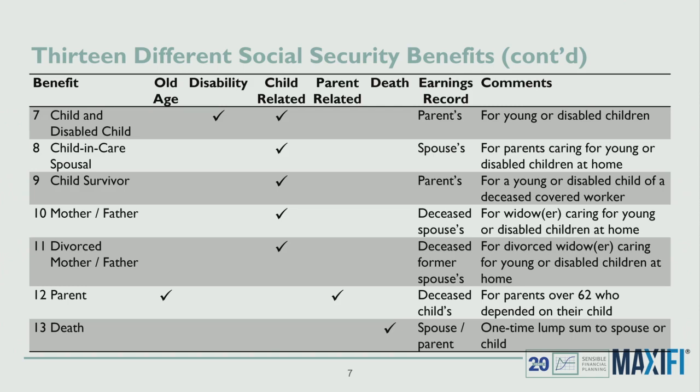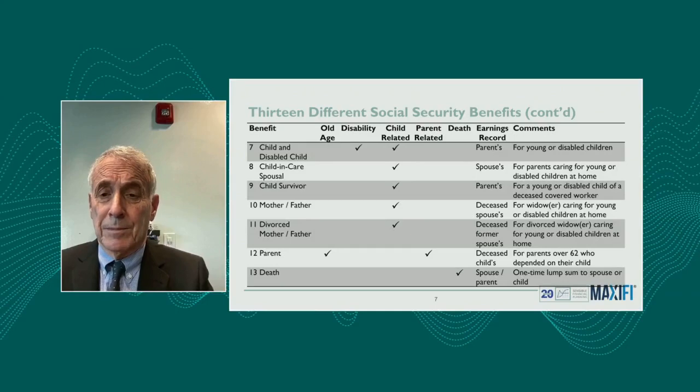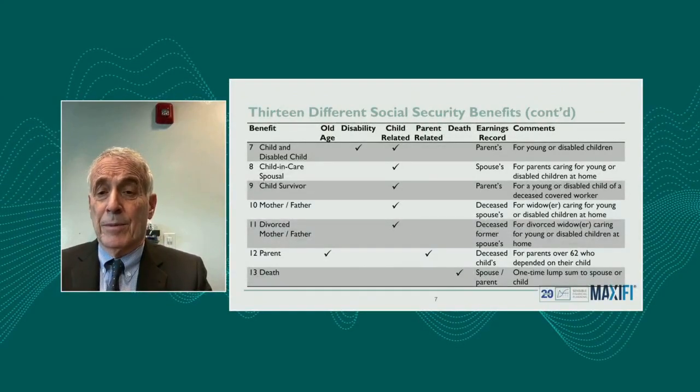But if the child is disabled, and they have to be disabled from childhood, we're not talking about a disability that occurs after you're 22, but before that, then you can have the spousal and care benefit being provided. The spouse who's taking care of the disabled child, but the child has to be cared for in the house. It can't be cared for in an institution. Yet another one of these rules, then that child can be collecting a disabled child benefit.